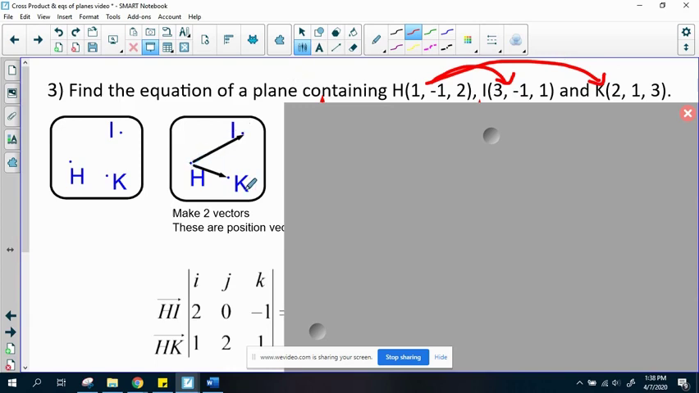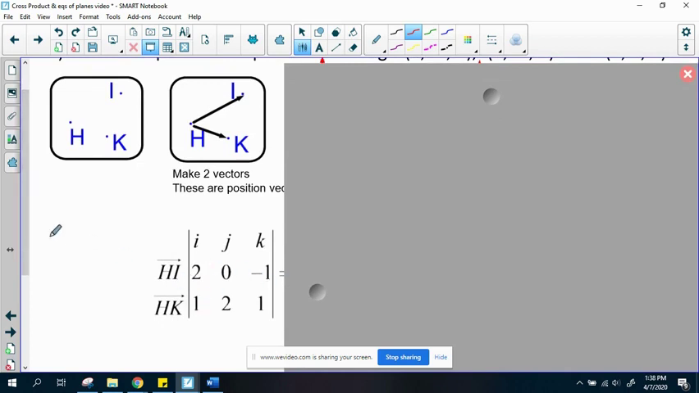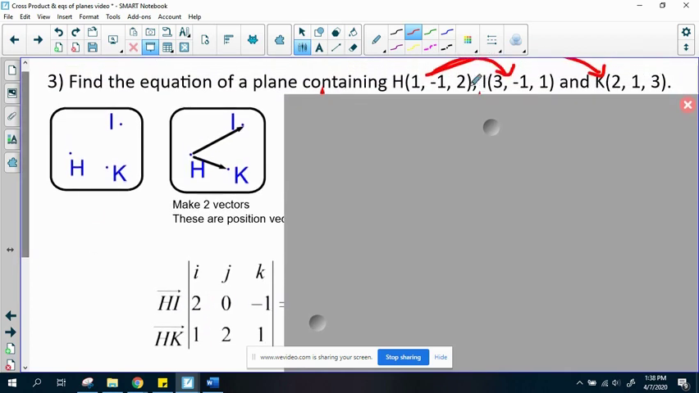So these are position vectors, meaning I actually need to subtract. The reason I got these numbers here is because I did 3 minus 1, -1 minus -1, 1 minus 2. That's how I got HI to be 2, 0, and -1. And then similarly with HK, I did 2 minus 1, 1 minus -1, 3 minus 2. Because remember, when you're doing a position vector, you subtract the second minus the first. So that's what's going on.